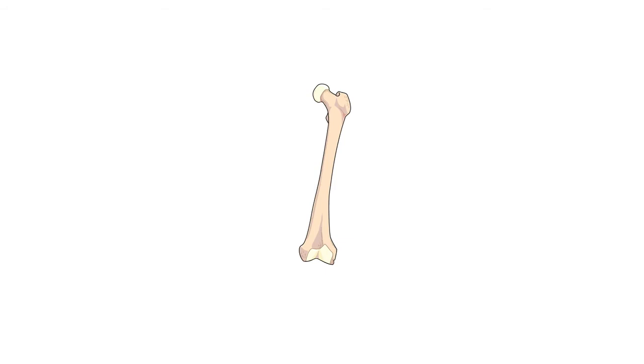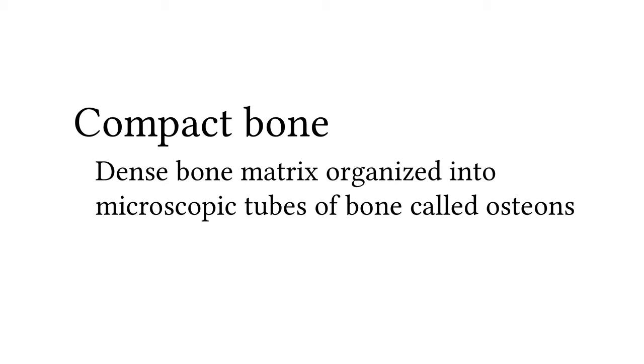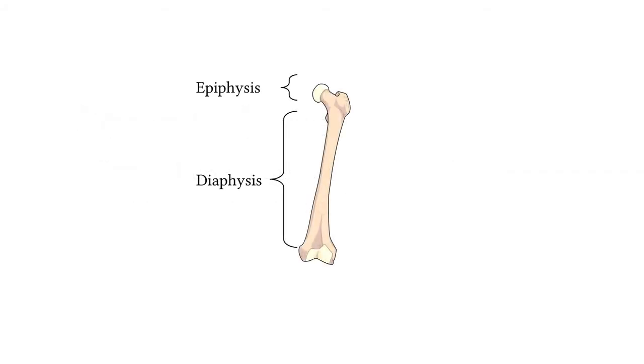Well, let's take a closer look at long bones. There are 3 parts. The diaphysis is the bone shaft, made mainly of compact bone. Compact bone is dense bone matrix organized into microscopic tubes of bone called osteons. It is dense tissue.